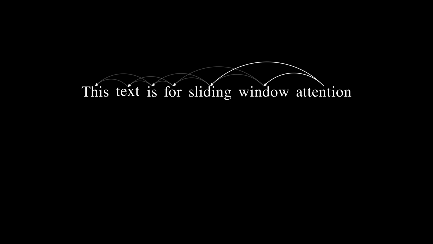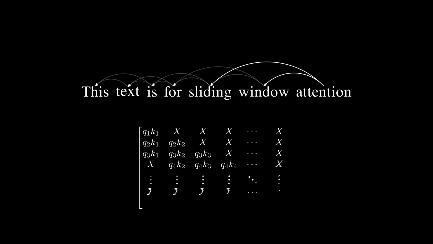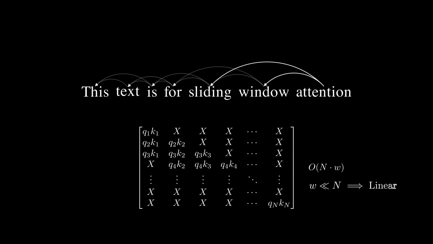Now, if you think about the number of attention scores that we actually need to compute for sliding window attention, you'll notice that each token only attends to W nearby tokens. So instead of computing n squared attention scores, we now only need roughly n times W attention scores, which means the attention mechanism now scales linearly with sequence length, obviously assuming W is smaller than n.